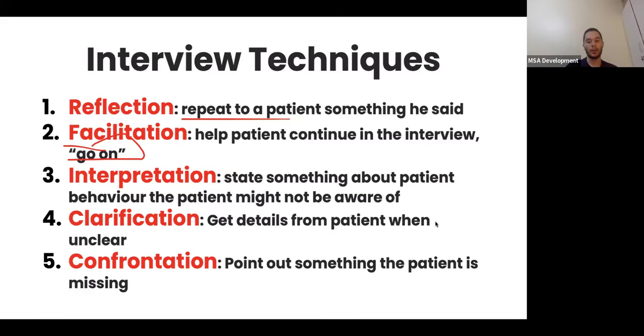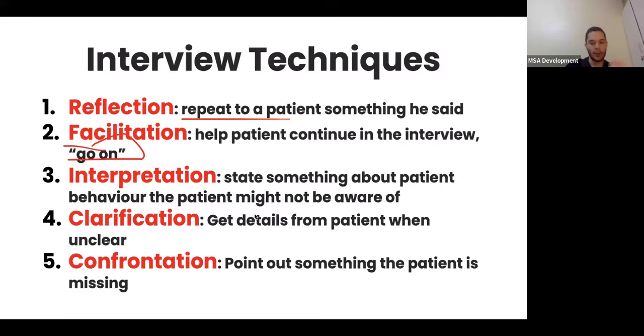Another patient comes to you and says, "I keep getting these thoughts that won't go away." And you as a physician say, "Can you tell me more about what kind of thoughts?" Yeah, clarification, exactly. That is clarification.